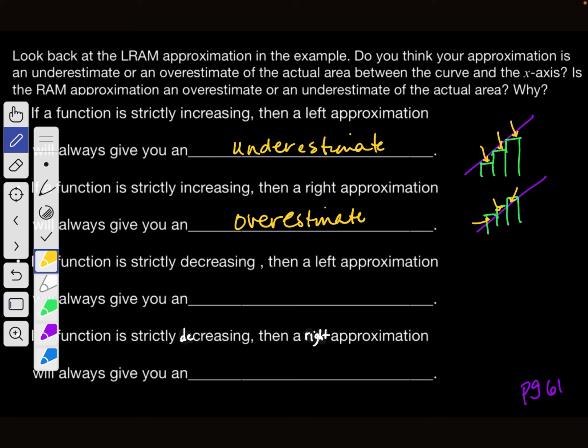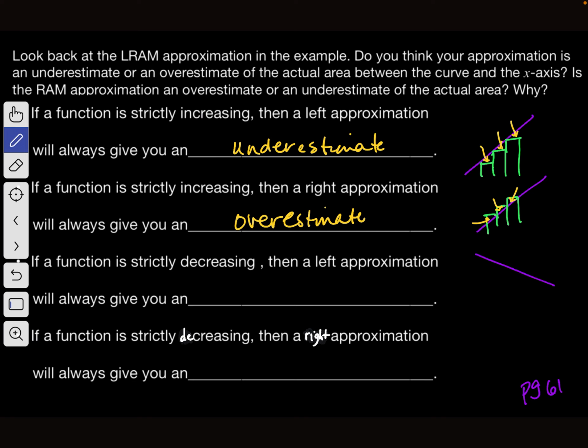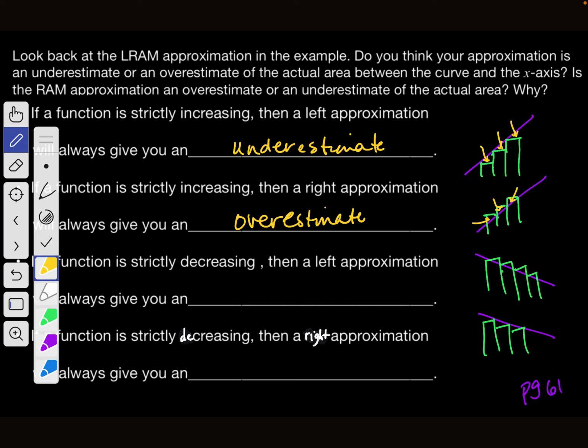Okay, if the function is strictly decreasing this time. All right, so now our function's doing this, and we're looking at rectangles. A left approximation, that means we're going to hit on the left corner of our rectangle. Okay, we can see overestimate, and then hitting on the rightmost corner is going to give us an underestimate. And so this guy, overestimate and underestimate.